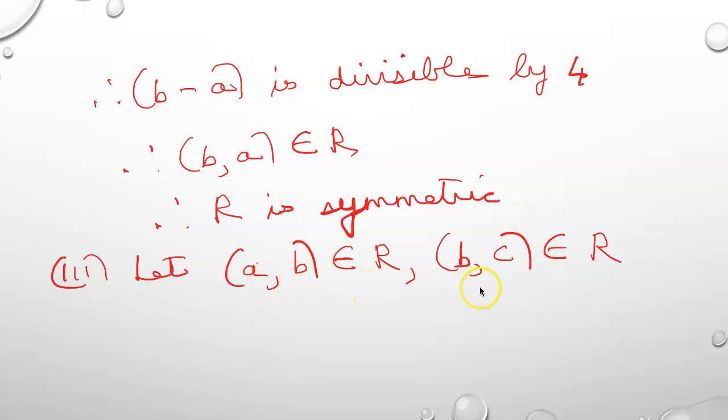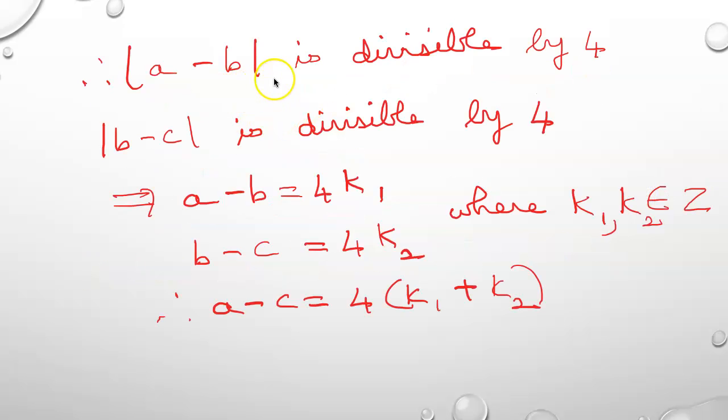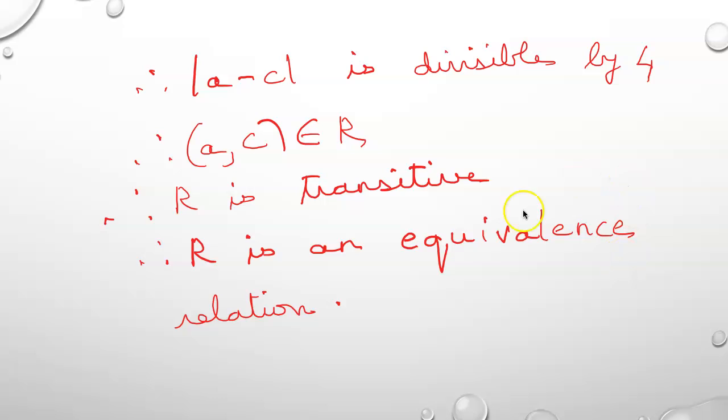Now let (a, b) belong to R, (b, c) belong to R. What are we trying to prove? That R is transitive. So we want to prove that (a, c) belongs to R. So I have mod a minus b is divisible by 4, mod b minus c is divisible by 4. So a minus b can be written as 4k1, b minus c can be written as 4k2, where k1, k2 are integers. If I add both, I get a minus c is 4 times (k1 plus k2). That means mod a minus c is divisible by 4. So (a, c) belongs to R. So R is transitive. So R is an equivalence relation. Why is it an equivalence relation? Because it is reflexive, symmetric and transitive.